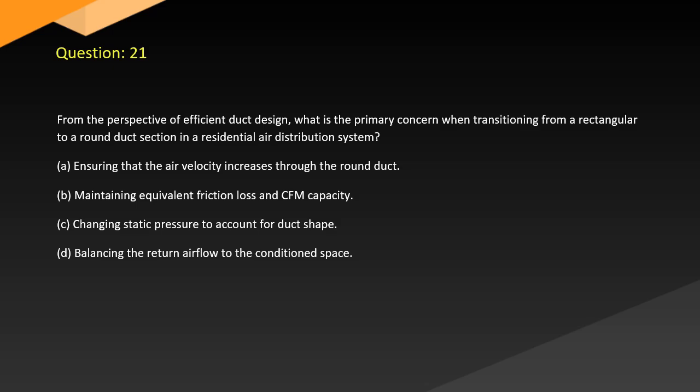Question 21. From the perspective of efficient duct design, what is the primary concern when transitioning from a rectangular to a round duct section in a residential air distribution system? A. Ensuring that the air velocity increases through the round duct. B. Maintaining equivalent friction loss and CFM capacity. C. Changing static pressure to account for duct shape. D. Balancing the return airflow to the conditioned space.